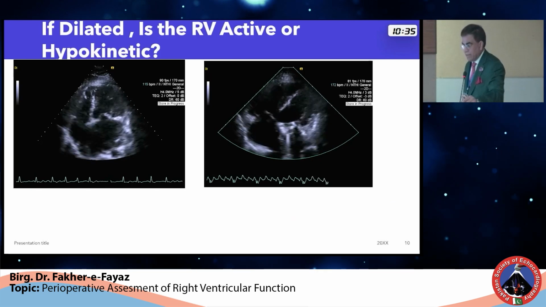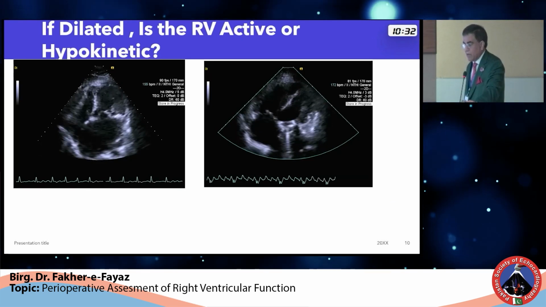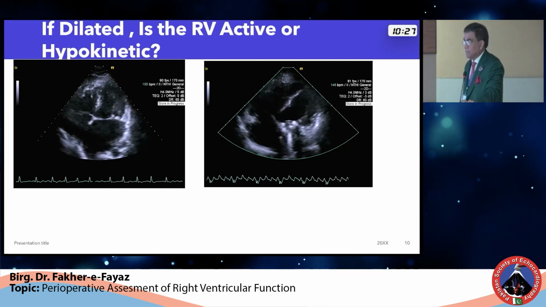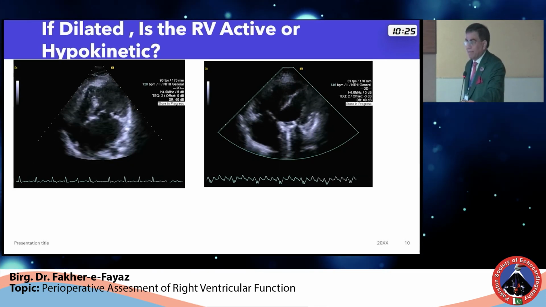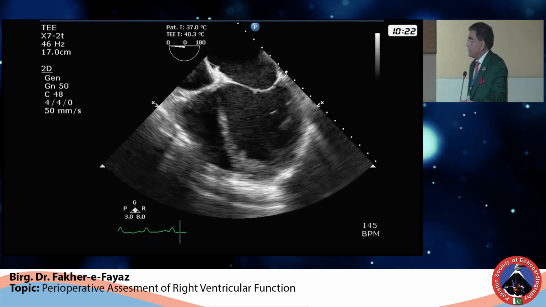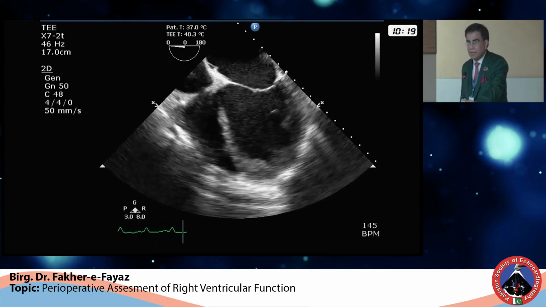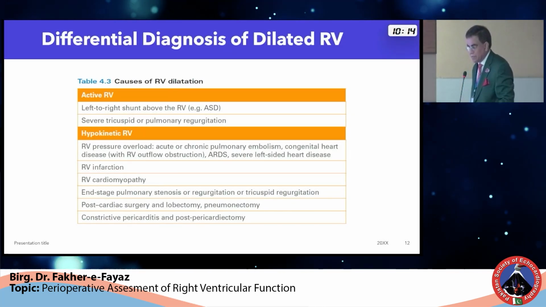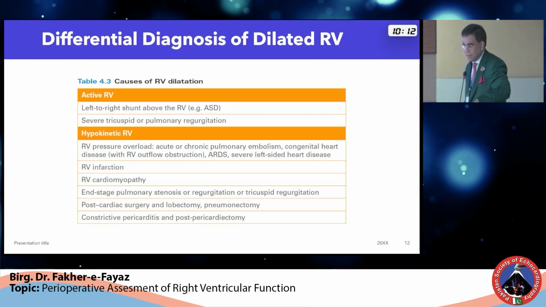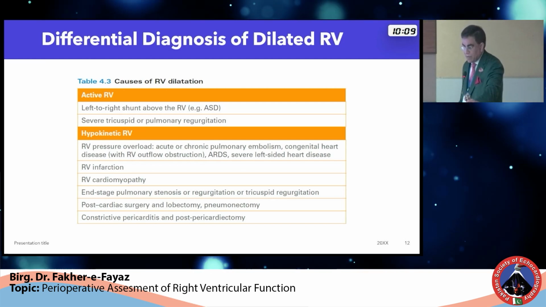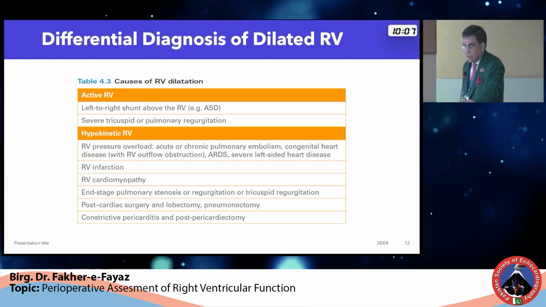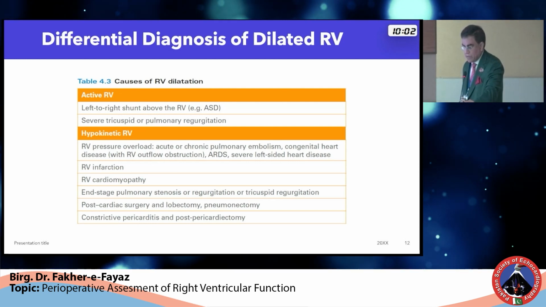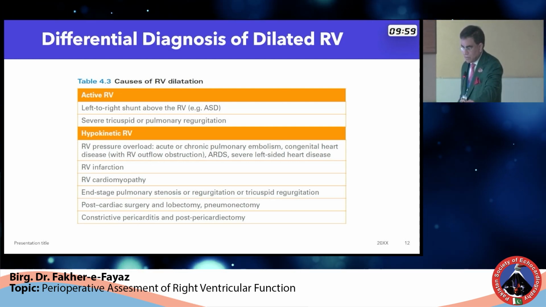So the next question is, if it is dilated, is it hypokinetic or is it active? Which one is hypokinetic? Which one is active? And if we see this type of picture in theater, we think we are doomed. When the RV is dilated and active, left to right shunting should be excluded, especially ASD. There may be severe tricuspid regurgitation or pulmonary regurgitation.